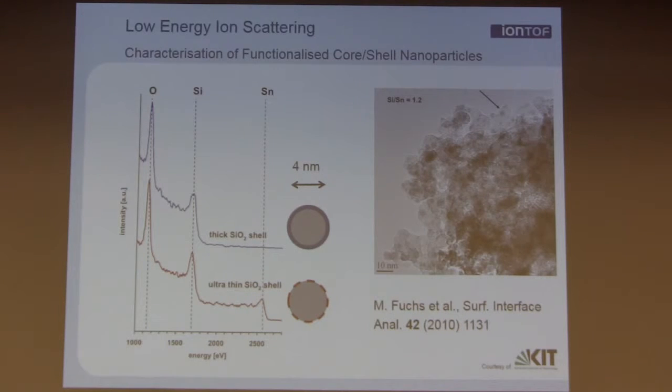So the trick is, how do you make a layer so they don't stick together, but at the same time there's open space. And so here, this ion scattering spectrum where you have both silica and tin, that is this kind of structure, and that's the one that you need for this kind of sensor.